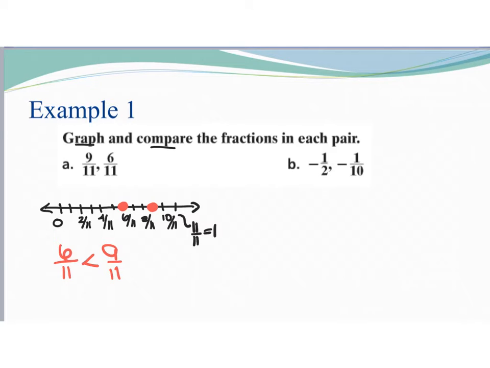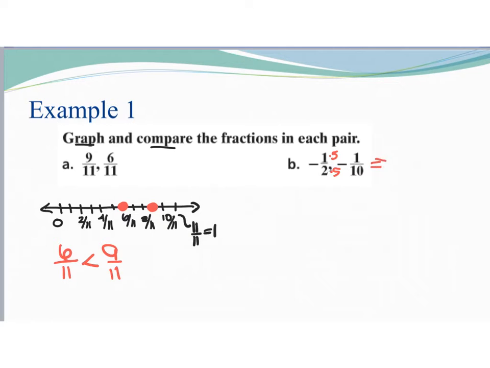Now for part B, I have a -1/2 and a -1/10. So I have two negative numbers, which is great. I can handle that. But my problem is I have two numbers that are not really in like terms. So what I need to do is get them with a common denominator. In this case, I know that 2 will go into 10 if I multiply 2 by 5. I'm also going to have to multiply my numerator by 5.